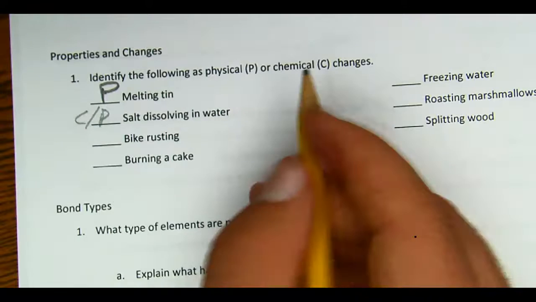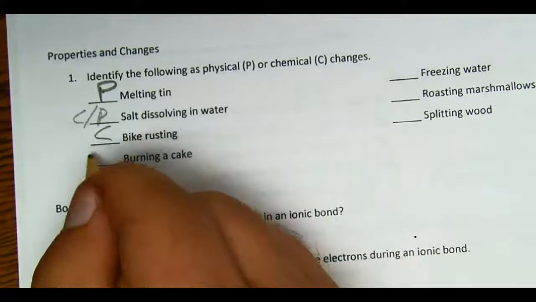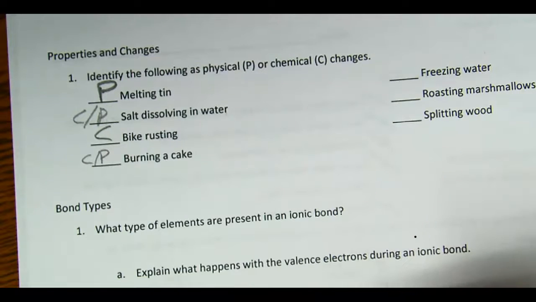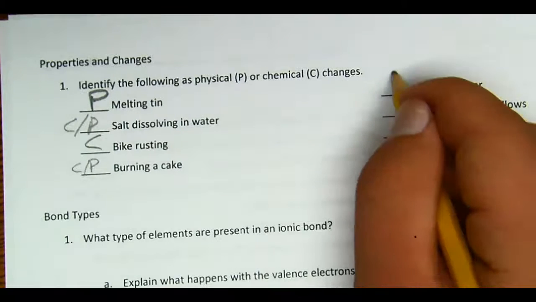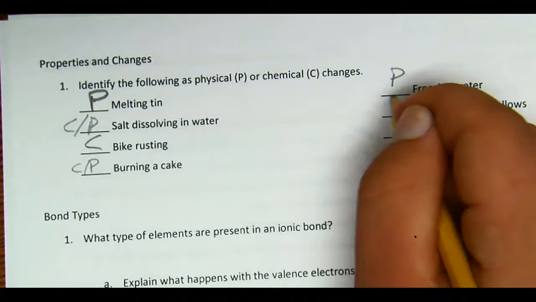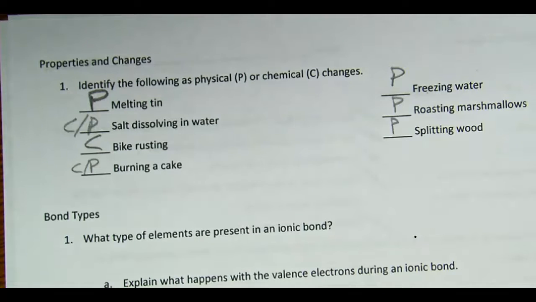A bike rusting. Rusting is chemical. Burning a cake. That can be either chemical or physical, whatever you put. Freezing water is physical. Roasting marshmallows. That is also physical. And splitting wood is physical. Okay.